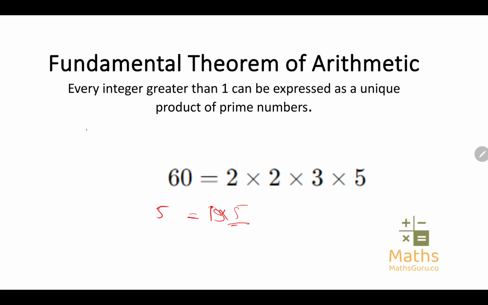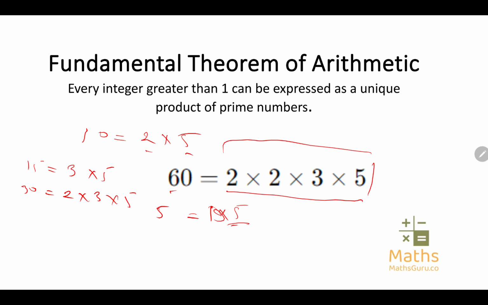Similarly, if it's not a prime number, like 10, we can express it as 2 into 5. 2 and 5 are prime numbers. Similarly 15 is 3 into 5, and 30 is 2 into 3 into 5. So the fundamental theorem of arithmetic says that every integer, whether it's a prime number or a composite number, which is of course greater than 1, can be expressed as a unique product of prime numbers. So we can say that these are the prime factors of 60.